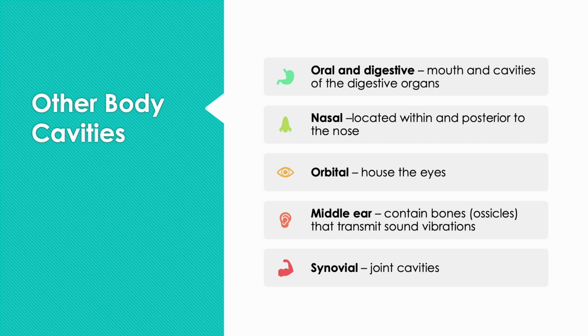And then your synovial, these are joint cavities. So synovial is a type of joint. They have fluid in them. They make things move really nicely. And these are also cavities. So when we get to bones, we'll talk about those more. But these are also other types of body cavities that we have within our body.